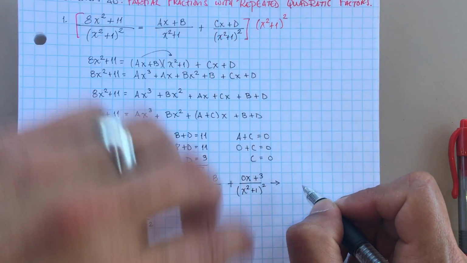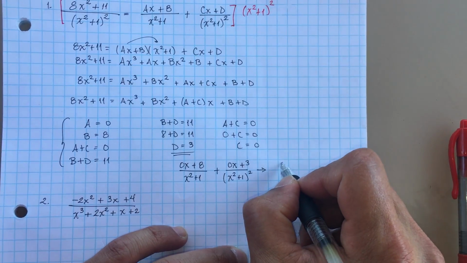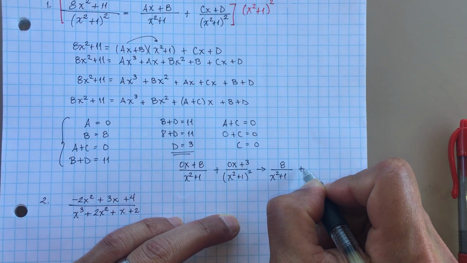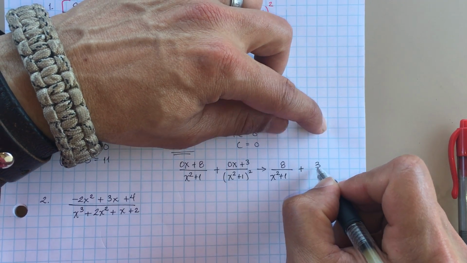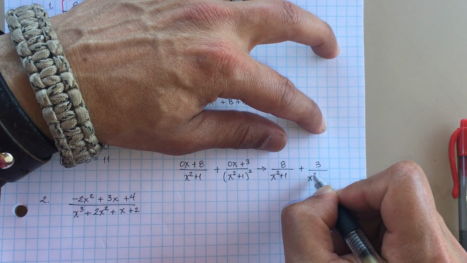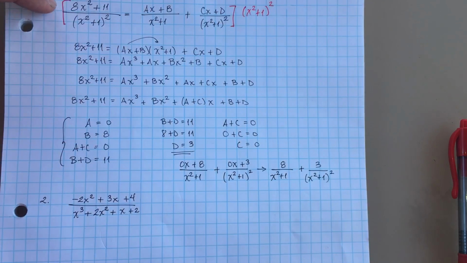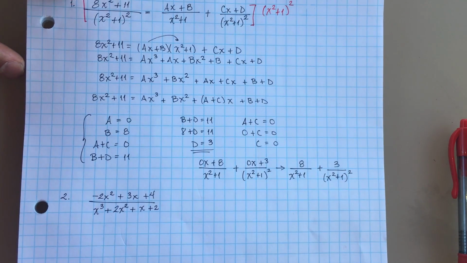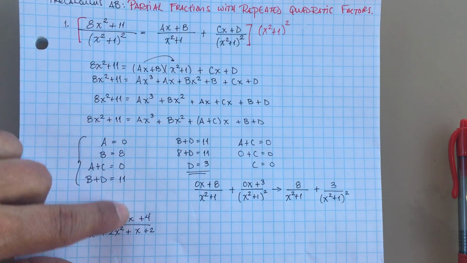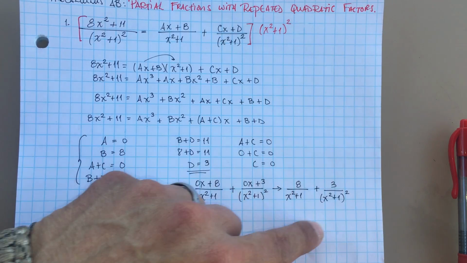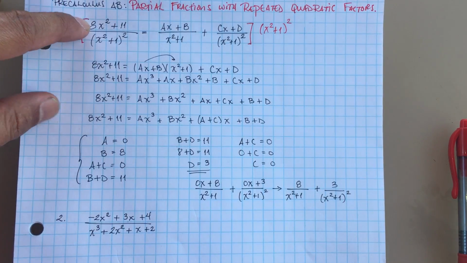So actually, when I clean this all up, you notice it's going to be 8 over x squared plus 1, plus, and then I have a value of 3 over here, x squared plus 1 quantity squared. And that's it, guys. That's all she wrote. It looks kind of weird, right? Because A equals 0, B equals 8, but actually it works out. Go ahead and try to multiply this out, and you'll notice that that's what we'll get.